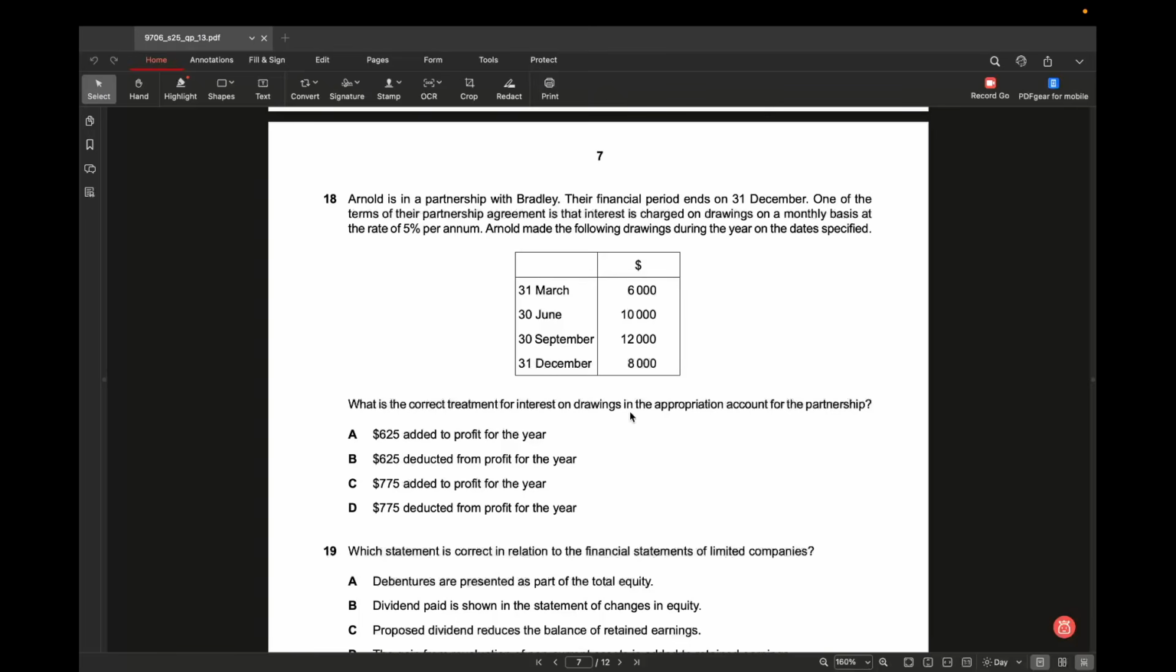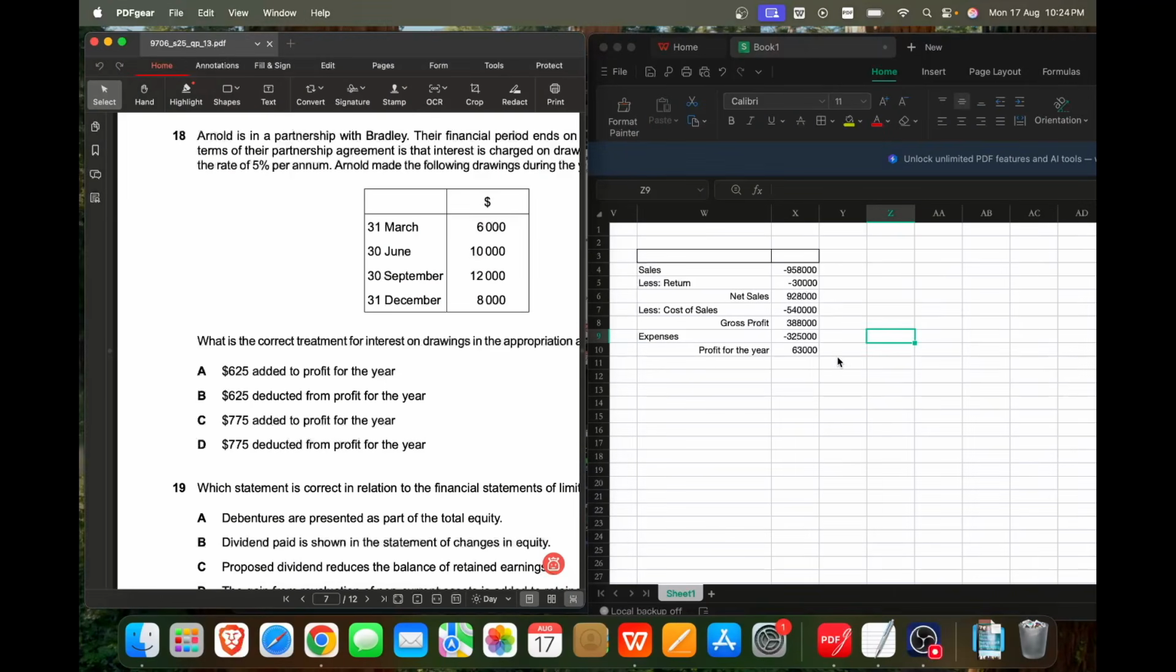So interest on drawings should be added in the appropriation account. So that is the first thing that we do after we get profit for the year. We calculate interest on partners' drawings, and then we'll add back to the profit, because these are the money that partner owed to the partnership. So let's calculate the amount.